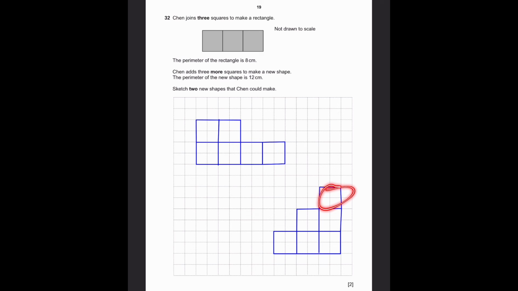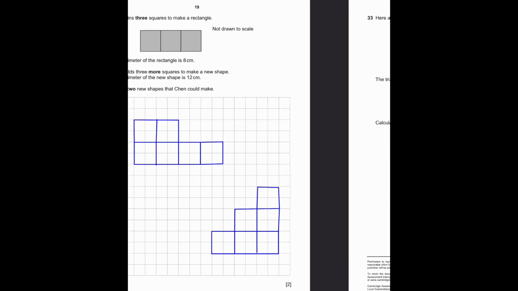You can of course draw this square over here and that'll still be correct. And you can flip these shapes any way you want. As long as they're the same shape, it's correct. That's our answer.